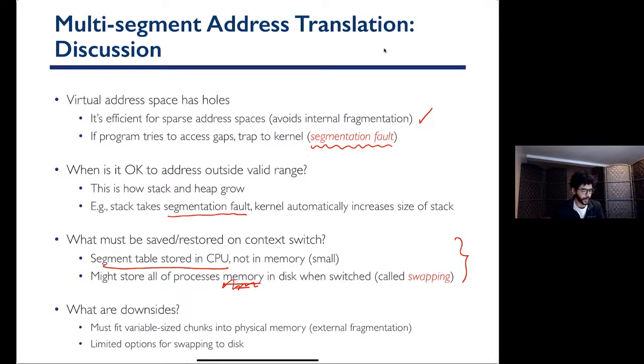What are the downsides of multi-segment address translation?